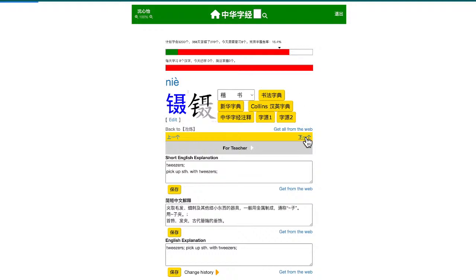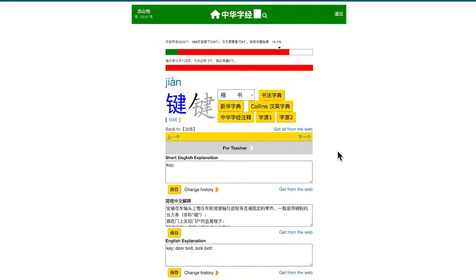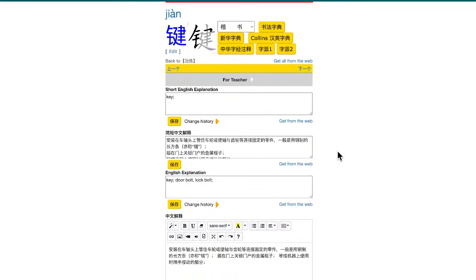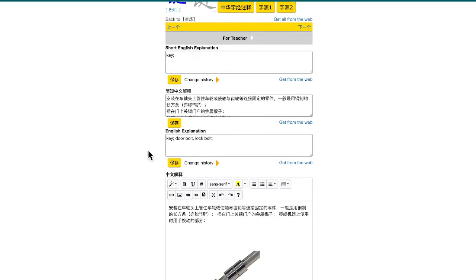Next one, 键. 键 means key, like the key on a keyboard. It also means a metal piece in some mechanical device that will lock things up, and these things are sometimes called 键.